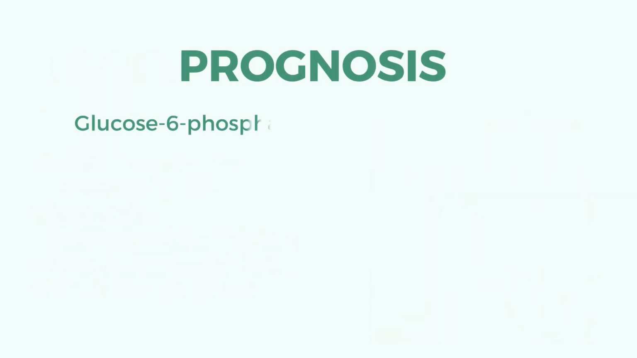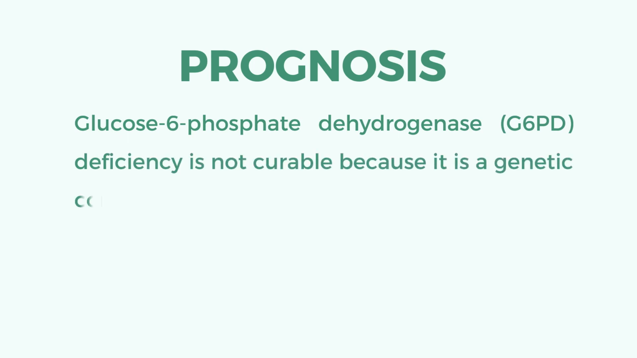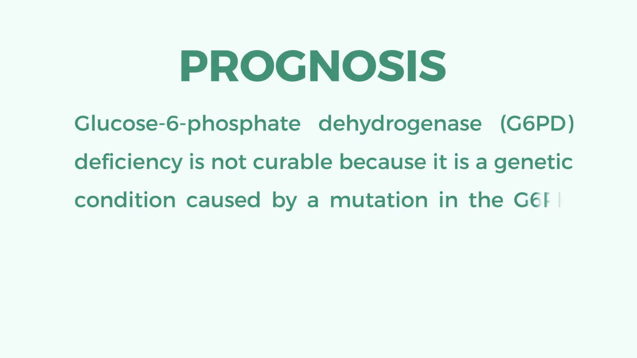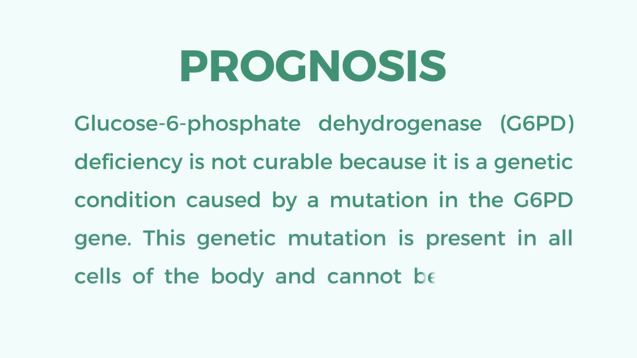Glucose 6-phosphate dehydrogenase deficiency is not curable, because it is a genetic condition caused by a mutation in the G6PD gene. This genetic mutation is present in all cells of the body and cannot be reversed or eliminated. However, it is important to note that most individuals with G6PD deficiency do not require treatment unless they experience complications or trigger factors that lead to hemolytic episodes, which is the breakdown of red blood cells. In such cases, the focus is on managing the symptoms and preventing further episodes.